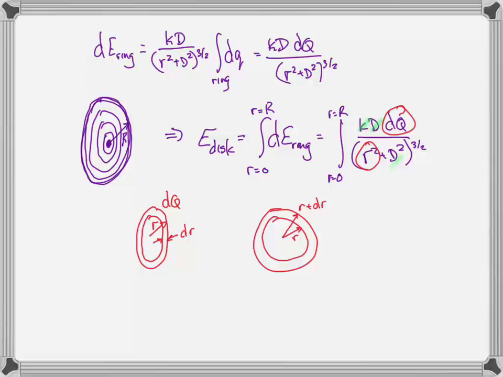So the area of the ring, we can talk about the area of the ring, dA. It's a ring, right? It's not a disk. It's got a circumference of 2 pi r, and it's got a width of dr. That's the area, the circumference times the width. And therefore, here's the key. Here's what's important.